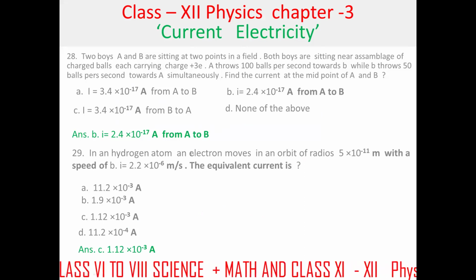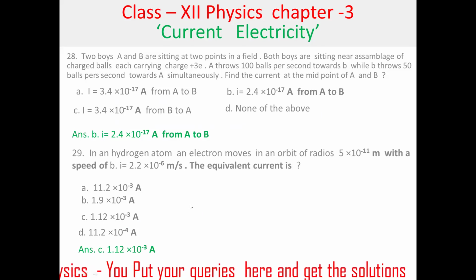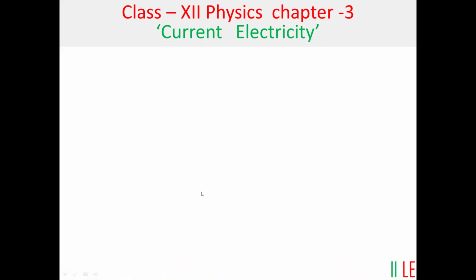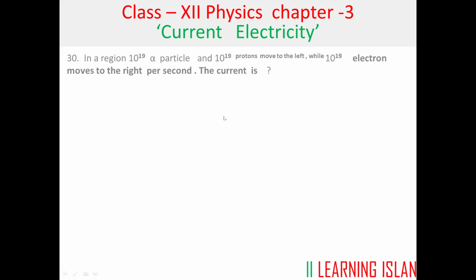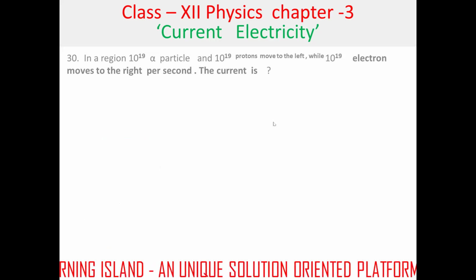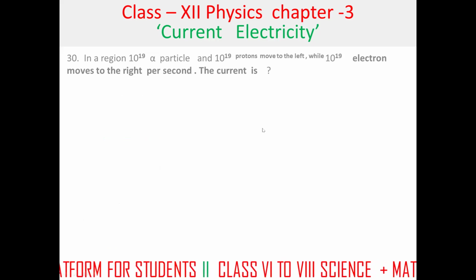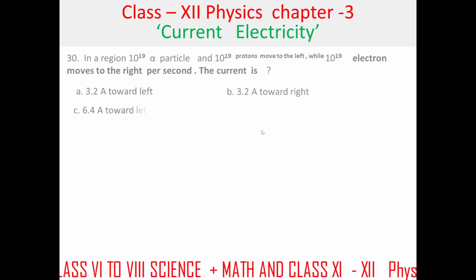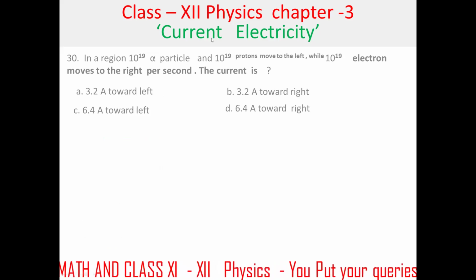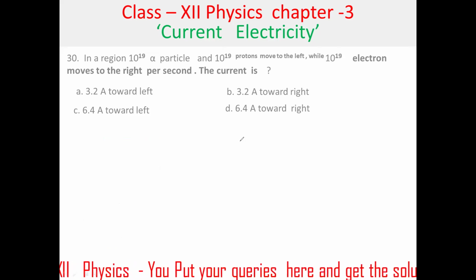Yes, we are here. So here I've got the answer. One question is remaining. The last question is: in a region, 10 to the power 19 alpha particles and 10 to the power 19 protons move to the left, while 10 to the power 19 electrons move to the right per second. Then the current is? Here also the same concept as the previous one. See, this is the right direction, this is the left direction.